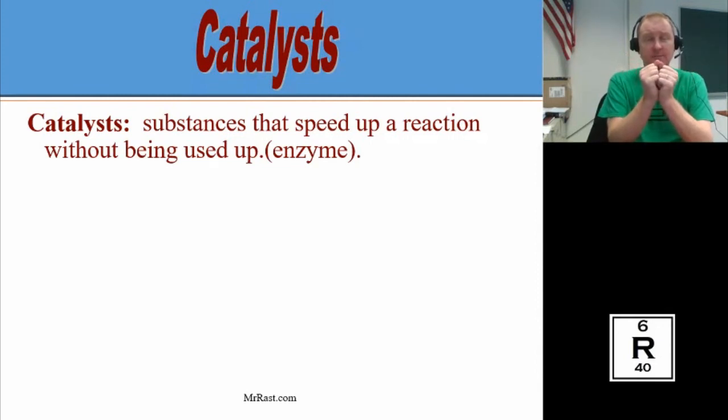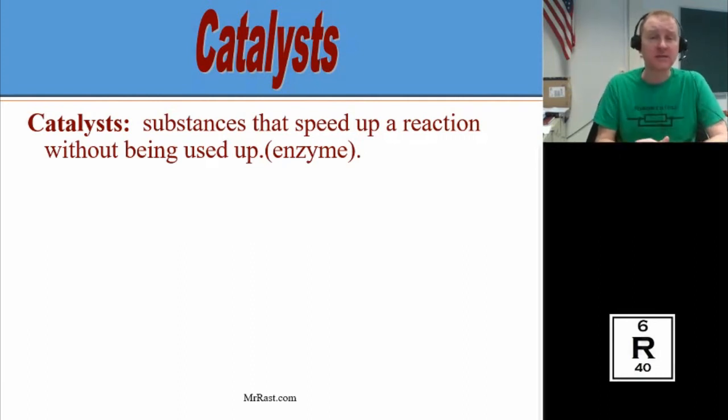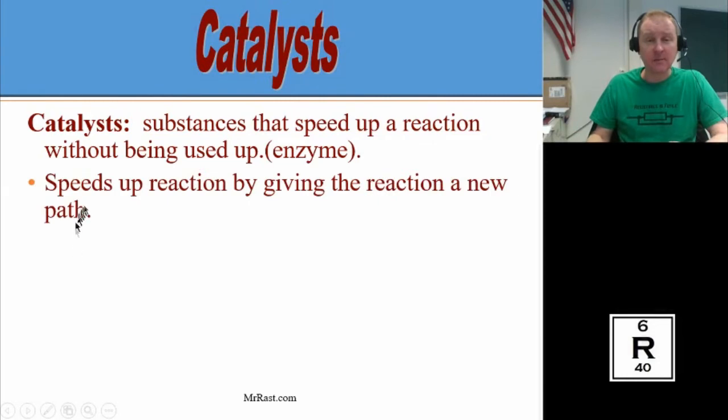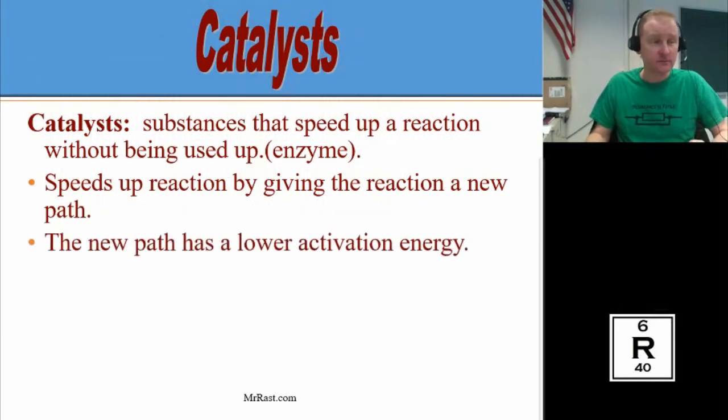Now remember, if you remember the collision theory, reactants have to touch each other. They have to touch each other with enough strength and in the proper orientation. A catalyst is a substance that makes the reaction go faster without being used up. It speeds up the reaction by giving it a new path. So it's a new way for this to react. The new path has a lower activation energy, and it makes the reaction go faster.